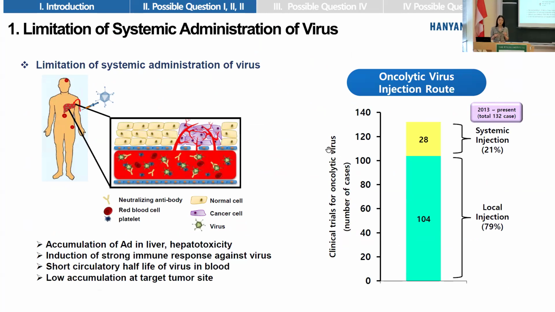Despite the many advantages of oncolytic virus, when the virus is systemically delivered, the therapeutic efficacy is not sufficient due to its natural tropism. When the virus is systemically delivered, it goes directly to the liver, which can lead to hepatotoxicity. The virus is also immunogenic and can induce a strong immune response against itself. Furthermore, the virus can stick to serum proteins or blood factors, which leads to a short blood circulation time. With all of these phenomena, the virus cannot accumulate in the target tumor tissue, which reduces therapeutic efficacy. For these reasons, most oncolytic virus clinical trials choose local injection as the injection route rather than systemic injection.